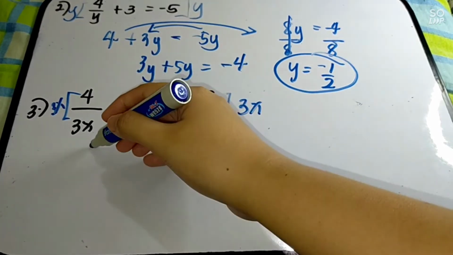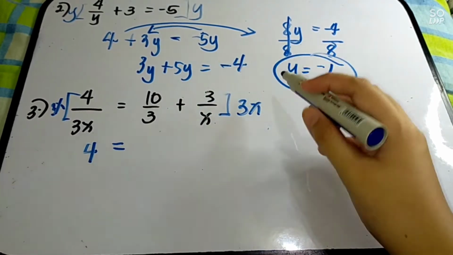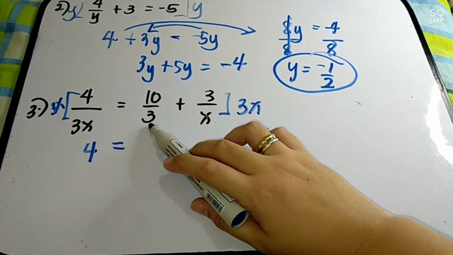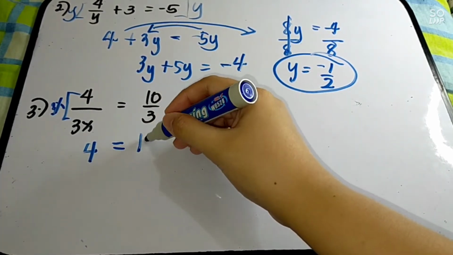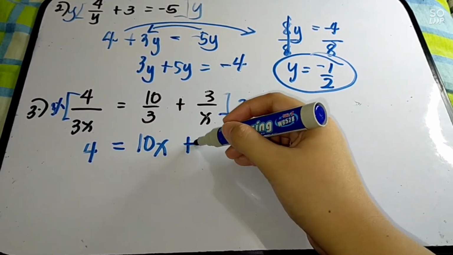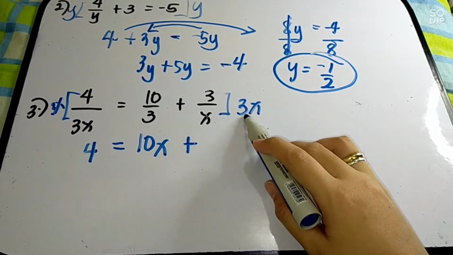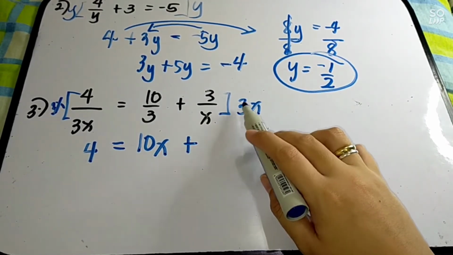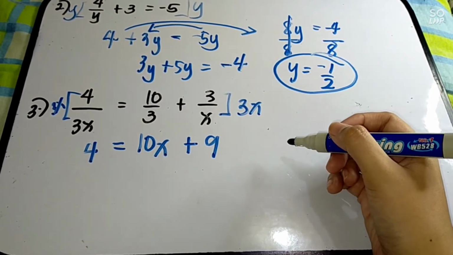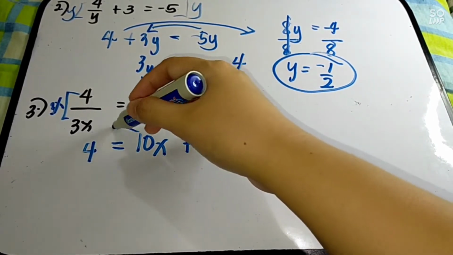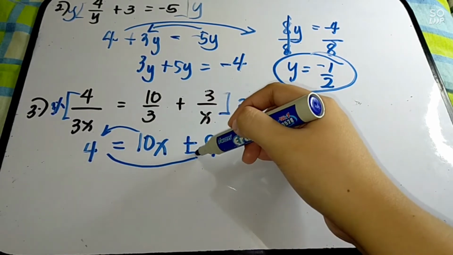1 times 4, the answer is 4. Equals 3x divided by 3. So, mawawala si 3, matitira si x. X times 10, the answer is 10x. Plus 3x divided by x. So, mawawala naman si x, matitira si 3. 3 times 3, the answer is 9. Then, yung may variable, lipat mo sa left side. Yung wala, lipat mo sa kabilang side.